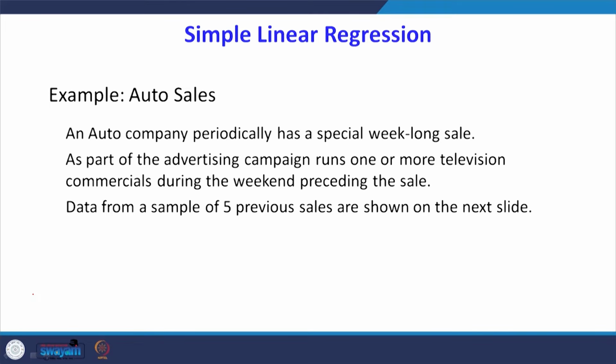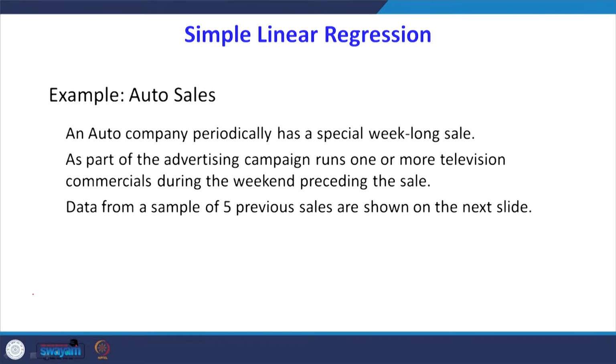We will take an example. Simple linear regression. Why is it called simple linear regression? Because only one independent variable is there. If there is more than one independent variable, we call it multiple linear regression. We will take a small problem and I will explain how to construct a regression equation and how to use this formula of slope and y-intercept.